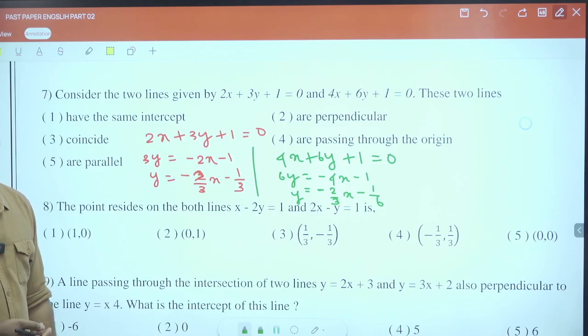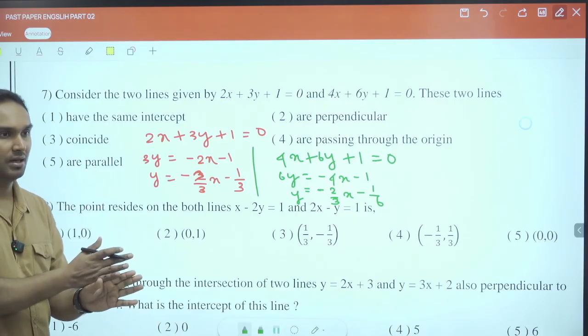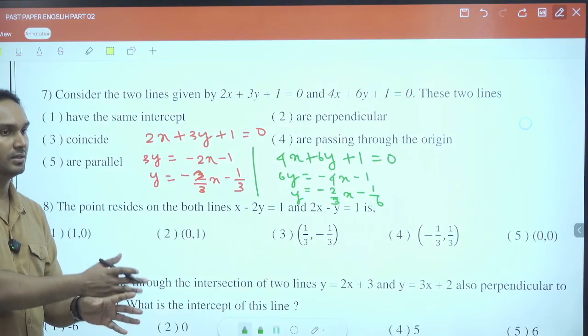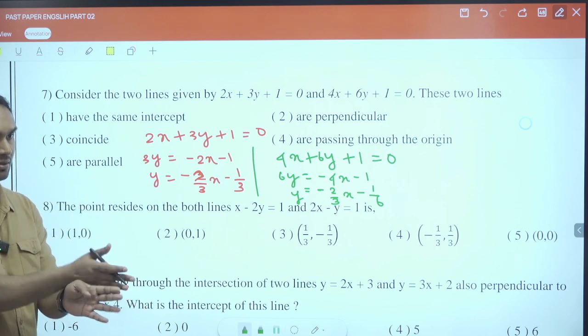No, coincides means it either overlaps or is parallel. Now if the parallel isn't given, the coincide means it overlaps, one goes over the other, so it's not coincide. Again, no, one goes over the other.